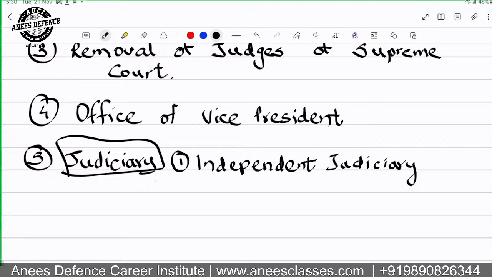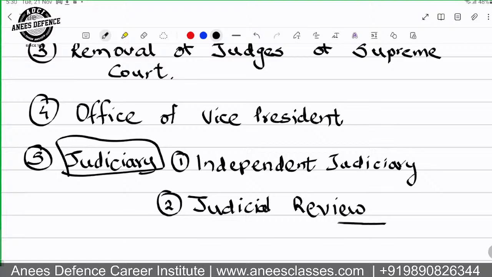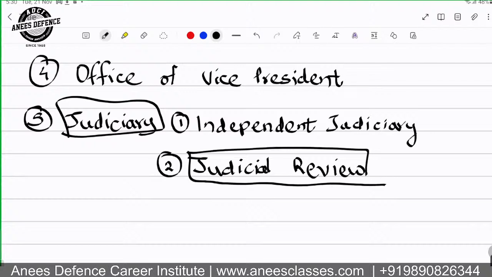Next is judicial review. Judicial review means the power of the Supreme Court to check the validity of laws. And if it is found that the laws are not according to the Constitution, then Supreme Court can declare such laws as invalid.